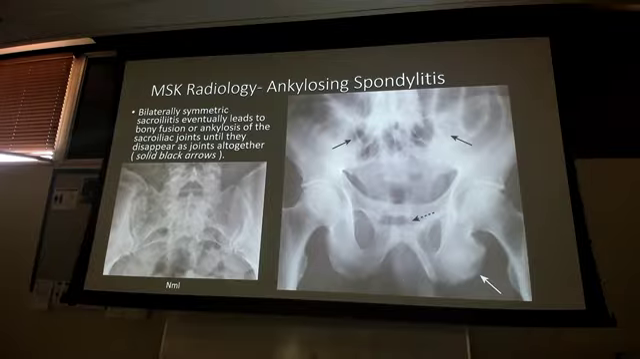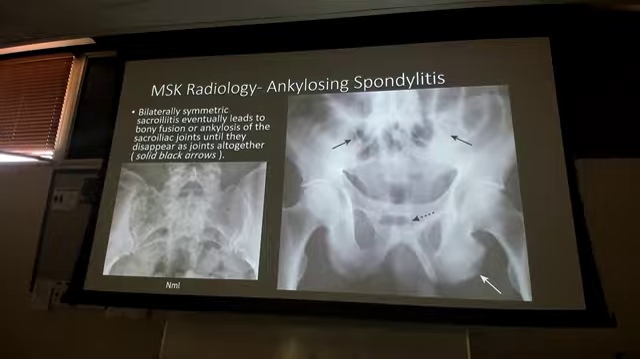Here's another picture of normal SI joints. Trace them down, here they are. And I know there's some bowel gas in here, but I can't really see these SI joints anywhere. So again, normal SI joints here. But then when I go up here, there are no SI joints at all.